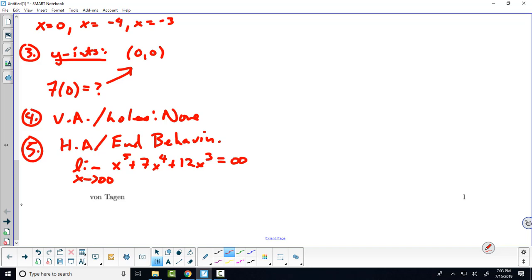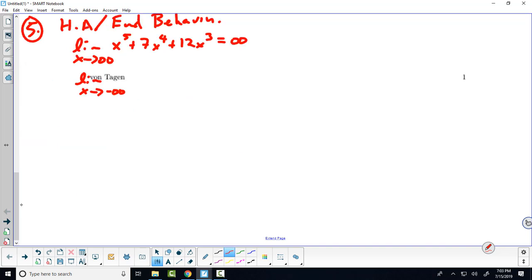Now for this next one, to check for asymptotes the other way, we've got to look at the limit as x approaches negative infinity. For this one, what is the indeterminate form here? This will be minus infinity, this will be plus infinity, minus infinity. That's an indeterminate form.